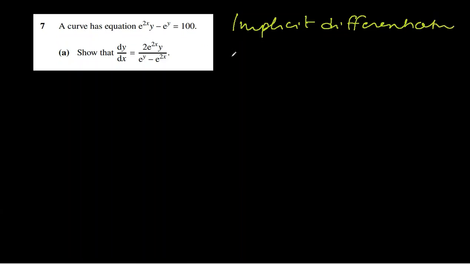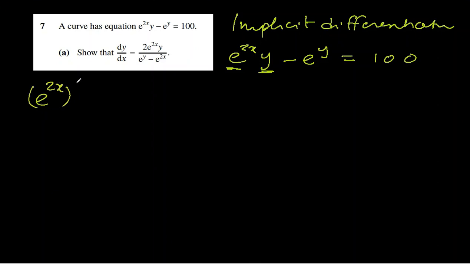Alright, so e to the power 2xy minus e to the power y equal to 100. Whenever y will be differentiated, we will add a suffix dy over dx, right? So these two are multiplying, we'll use the product rule here. Product rule says differentiate the first one but keep the second one same, plus keep the first one same but differentiate the second one.